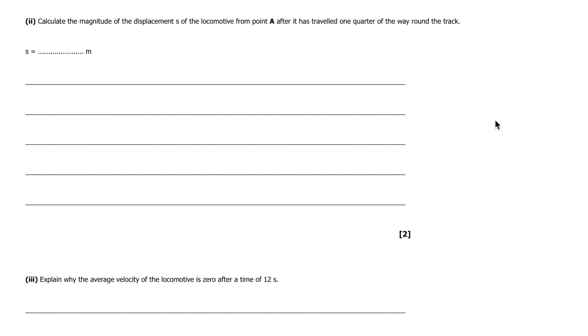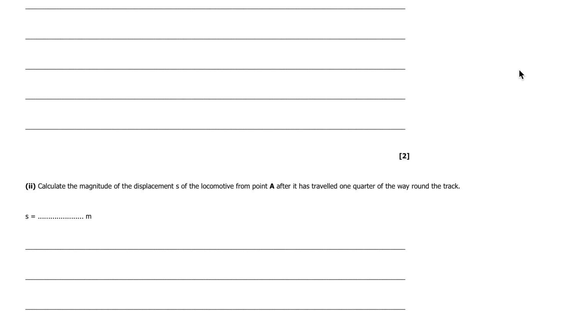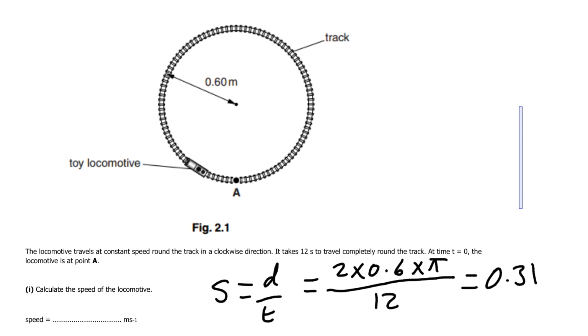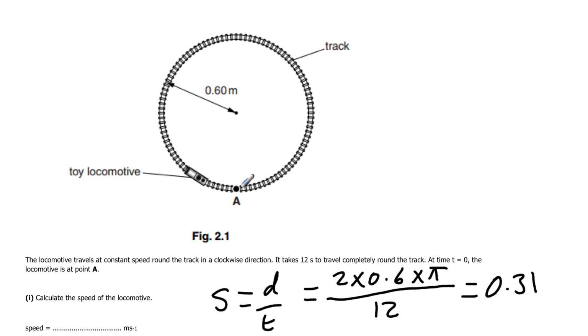In this next part, we have to calculate the magnitude of the displacement after it's moved a quarter of the way around the track. Now, a few of us struggled with this, so I'm just going to annotate the image that we were given just to demonstrate what we needed to do for that. So if we take our starting point here and a quarter of the way around the track, I've indicated by this blue line here. And we need to find the displacement that the toy locomotive has undergone from here to here.